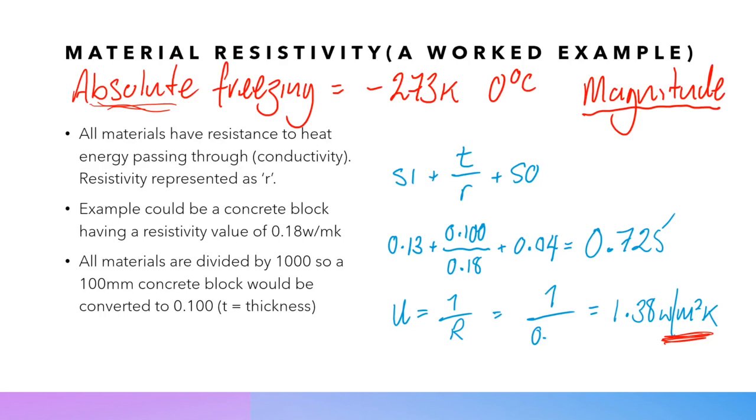So the example could be a concrete block having a resistivity value of 0.18 watts per meter Kelvin. That's to say that for every square meter of your wall, it's 0.18 watts which will be travelling through that wall, if the wall was just made of concrete block, every second.